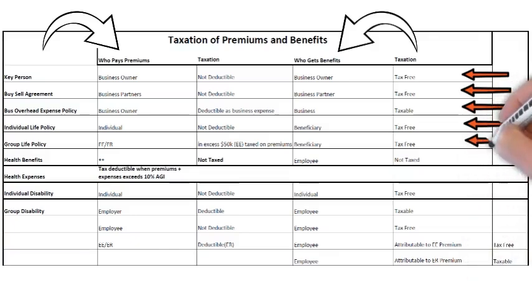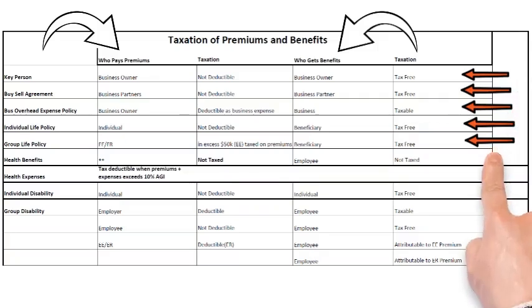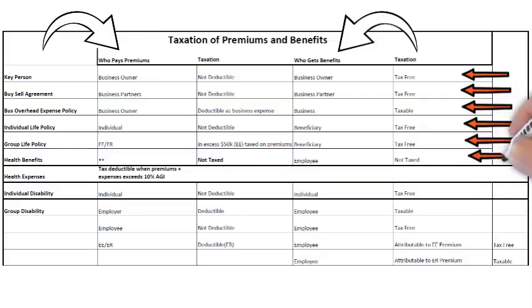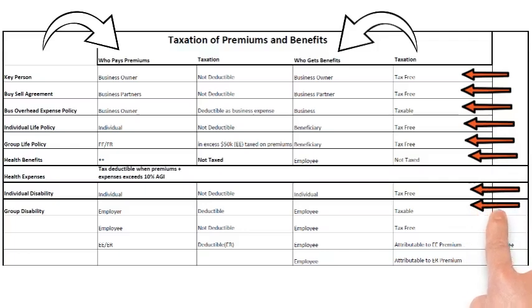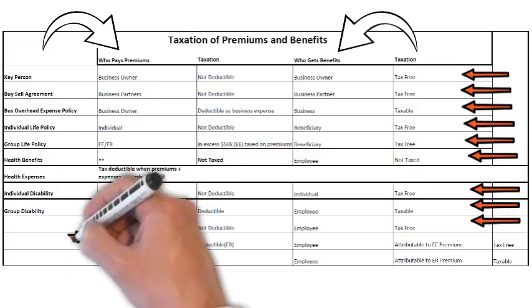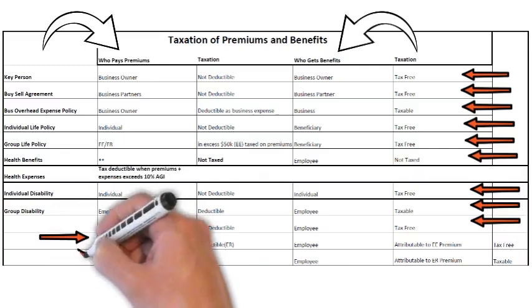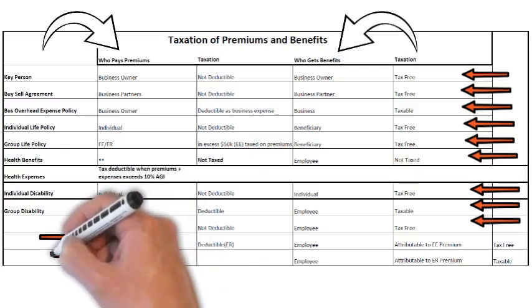Group life, anything in excess of $50,000, the employee is taxed on the premiums. No, you are not taxed on your health benefits. Very important that you know that. Now, on individual disability policies, the individual pays the premium, and it's the individual that would get the benefit. On group disability, if the employer pays the premium, then the employee is getting the benefit. However, if the employee pays a premium, then the employee still gets the benefit. Now, sometimes they split it, so you just need to know who's paying which part of the premium to know which part of the benefit is taxed.